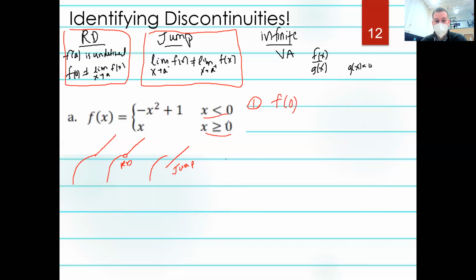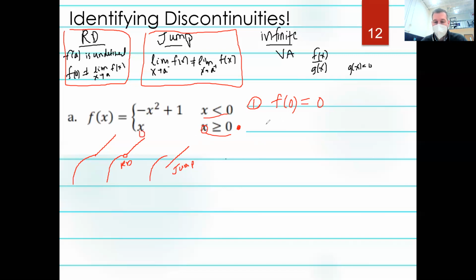So really just plug in 0. Now, which one of these am I going to use for 0? Is 0 less than 0? No, 0 is greater than or equal to 0. So very clearly, I'm going to be using this function, right? Because 0 is greater than or equal to 0. So that tells me f of 0 is just equal to, well, f of x is x, so f of 0, if I plugged in a 0 there, would be 0.